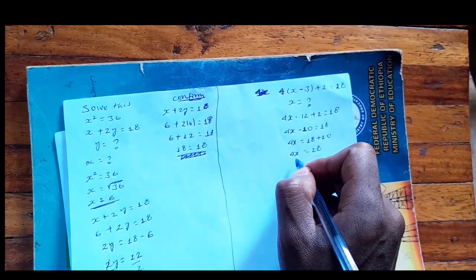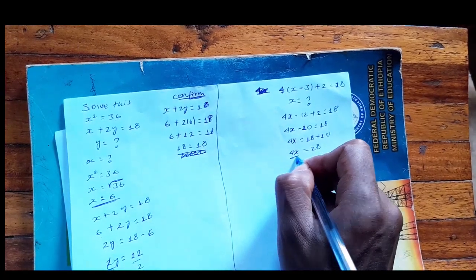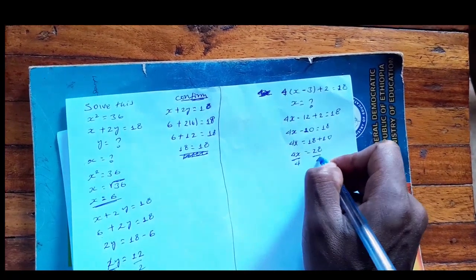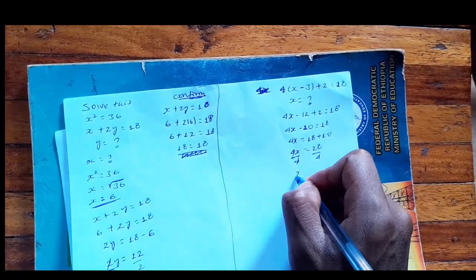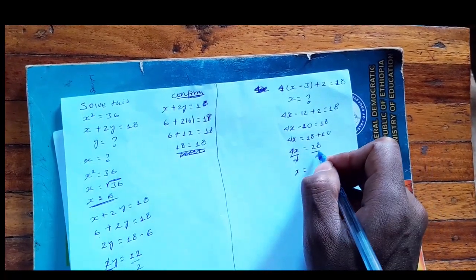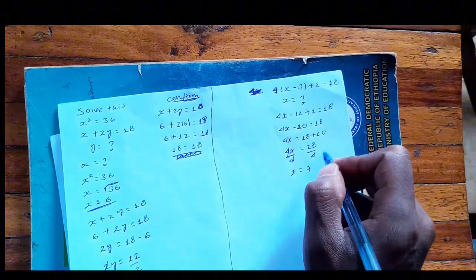After that, we divide both sides by 4. x is left alone. After that, 28 divided by 4, we get 7.